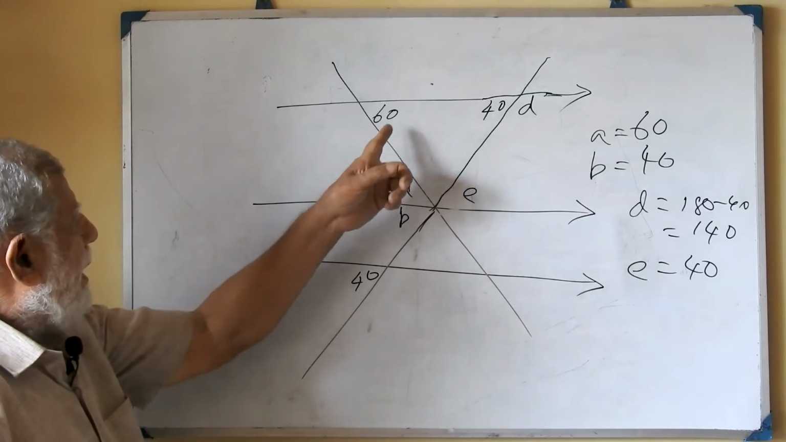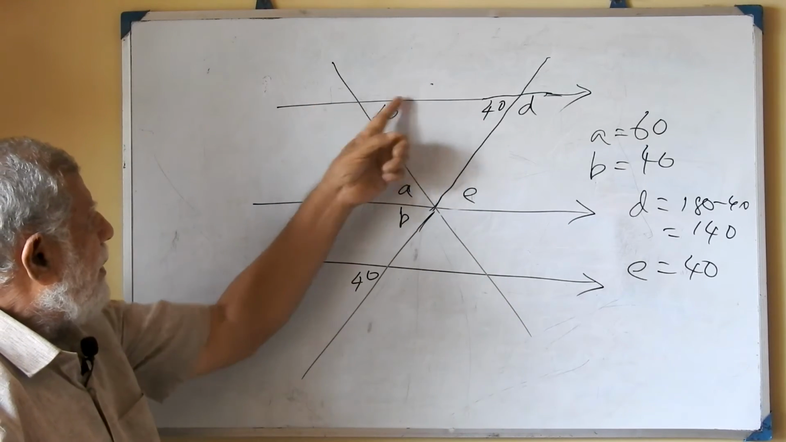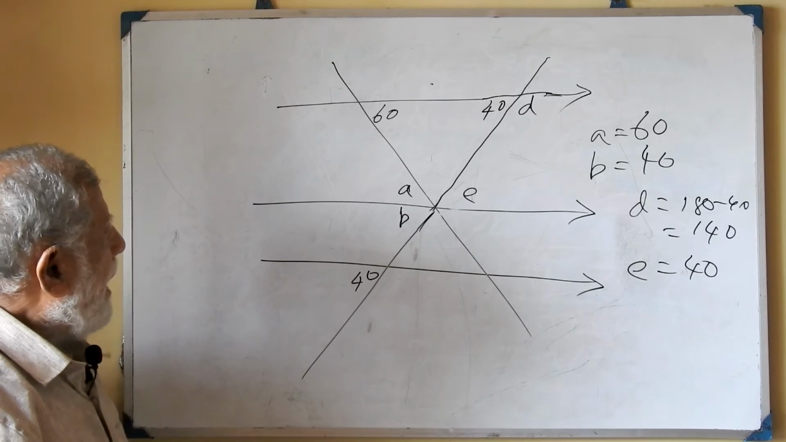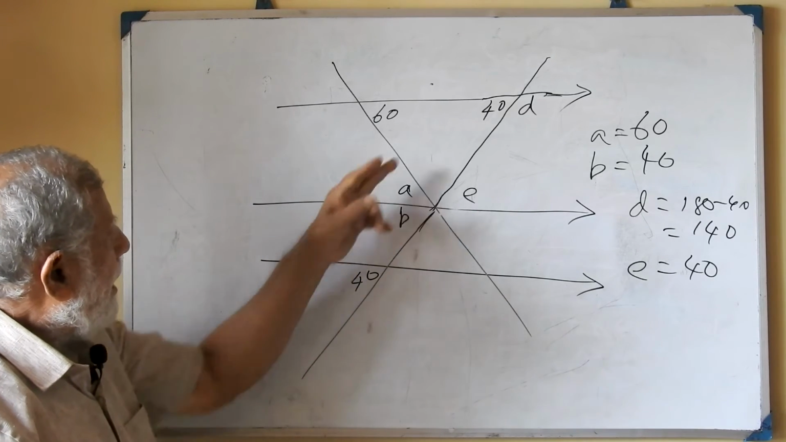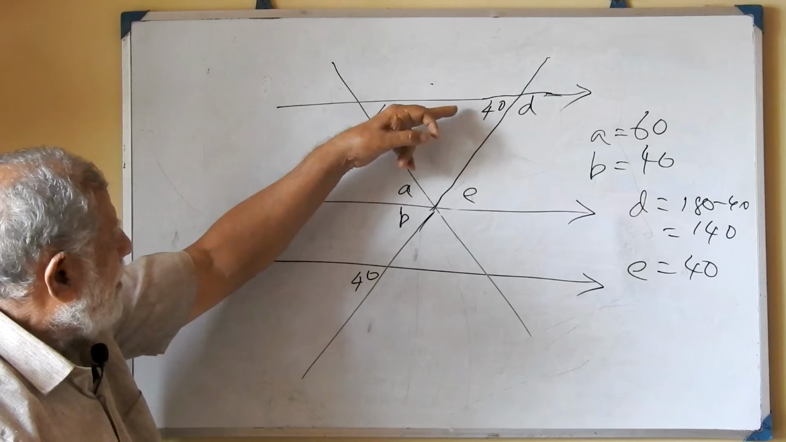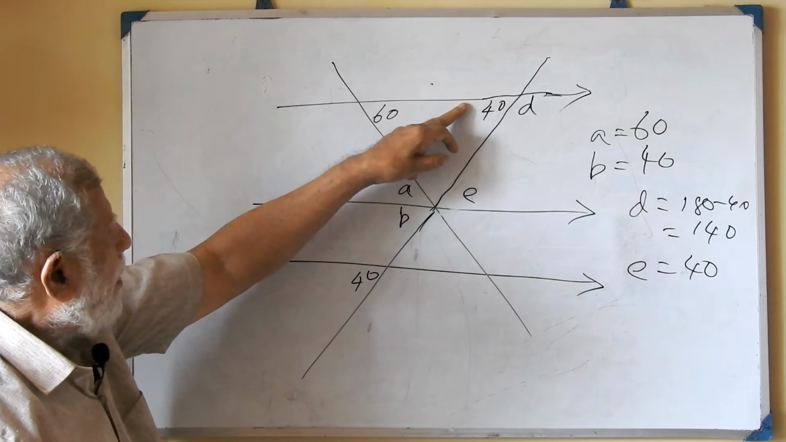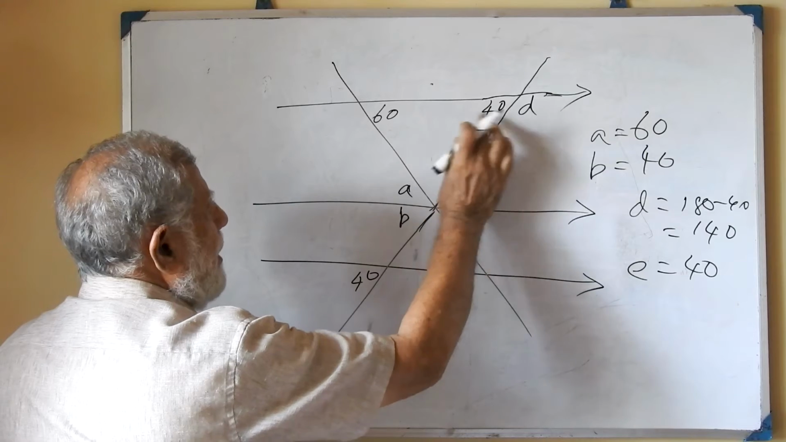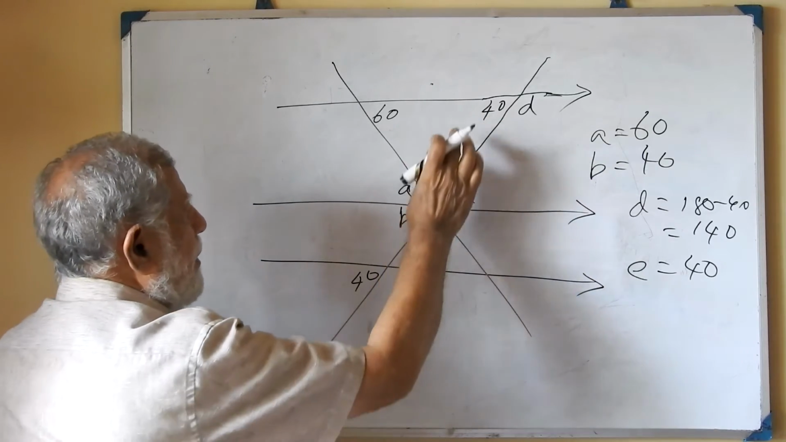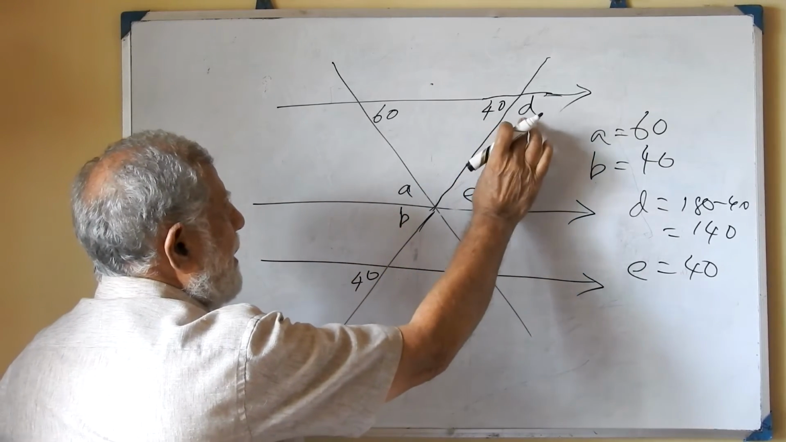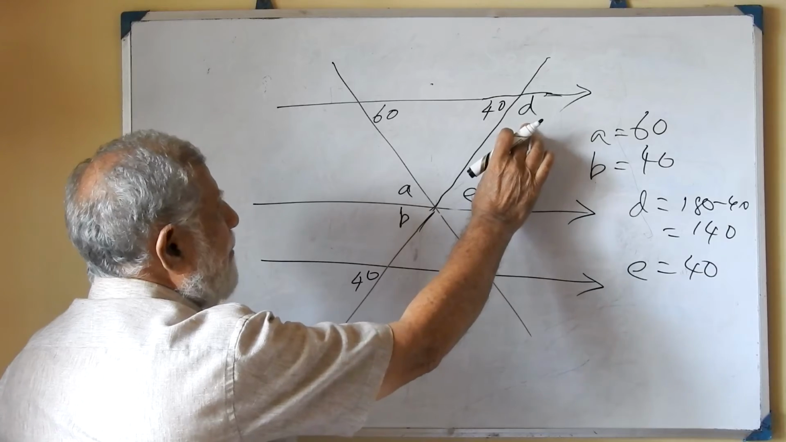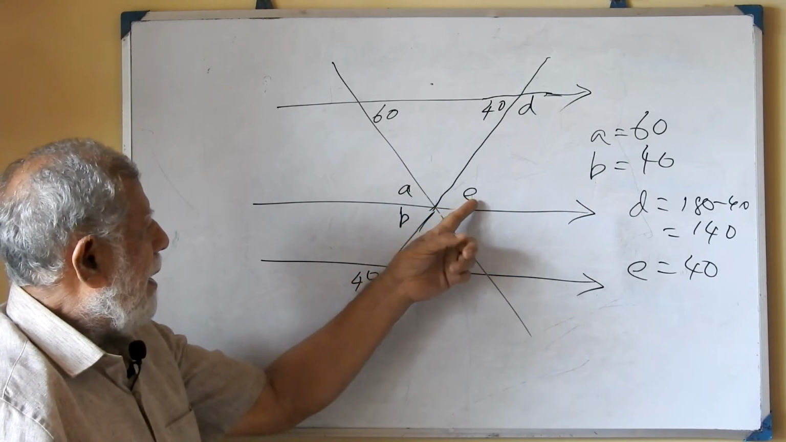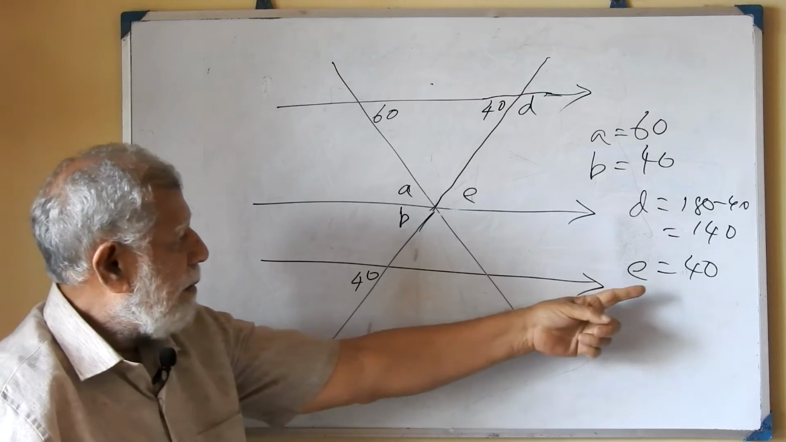So first of all, A is equal to 60 degrees, alternate angles. B is equal to 40 degrees, corresponding angles. Then again, we have this angle equal to 40 degrees, corresponding angles. Then we have angles on a straight line adding up to 180 degrees. So if this is 40, this is equal to 180 minus 40, 140. So B and E, as vertical opposite angles, are equal to 40 degrees.